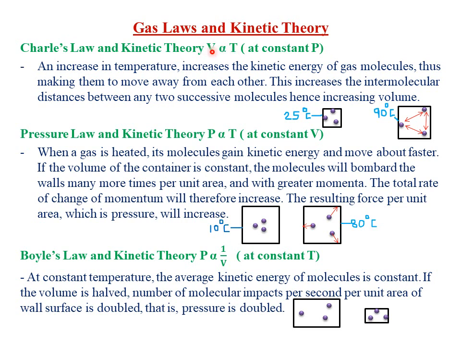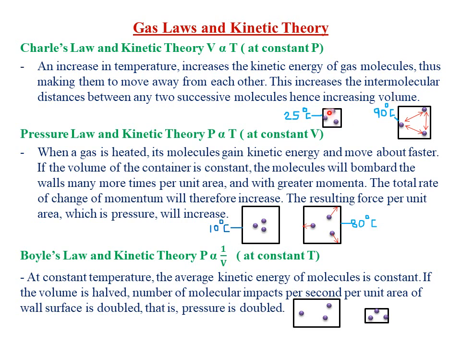Basically, Charles' law stated that the volume of a fixed mass of a gas is directly proportional to the absolute temperature, that is whenever pressure is kept constant. So an increase in temperature will always increase the kinetic energy of the gas molecules, thus making those molecules move away from each other. So this increases the intermolecular distances between any two successive molecules, hence increasing the volume. It is important to remember that volume is defined as the amount of space occupied by a body.